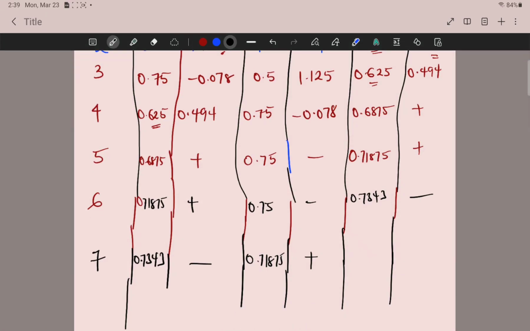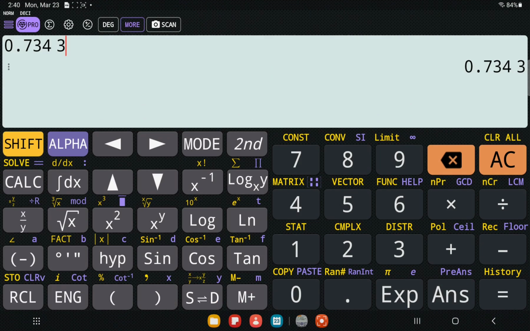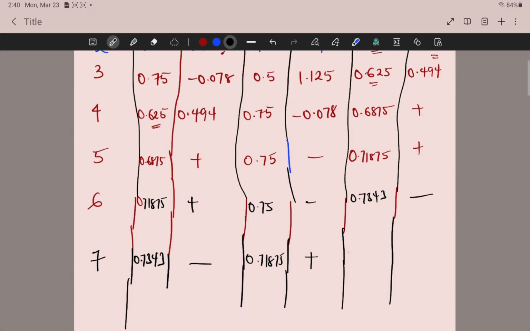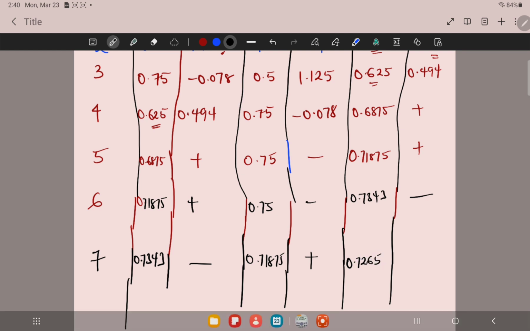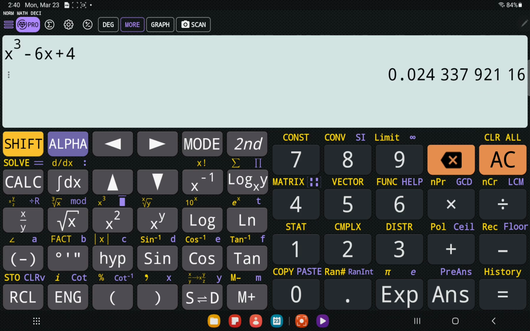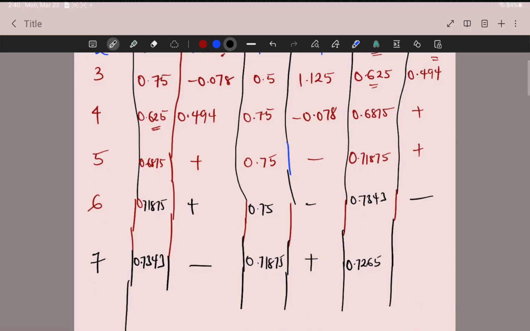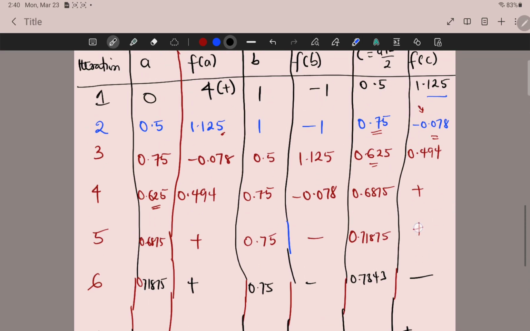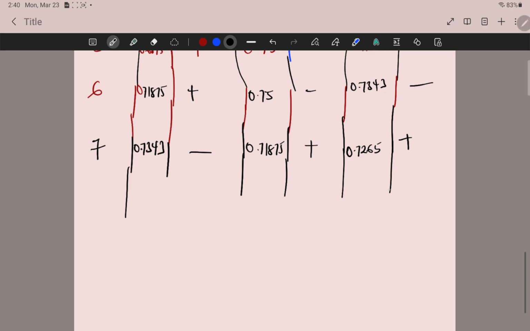Calc at 0.7343. Let me confirm that. 0.7343 and 0.71875. The middle ground is 0.7265. What is the F of the middle ground? A positive figure. I put it as positive. Did you see? So in the end, at the 7th iteration, I'm having 0.7265.